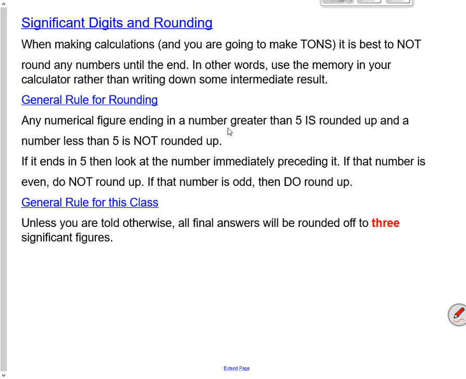In general, I would keep at least 4 significant digits through all intermediate calculations, and then at the end I would round to 3. And for this class, we're not going to talk about significant digits a whole lot. We're not going to deal with them, but all your answers are expected to be given in 3 significant digits. So keep more in any prior calculations.